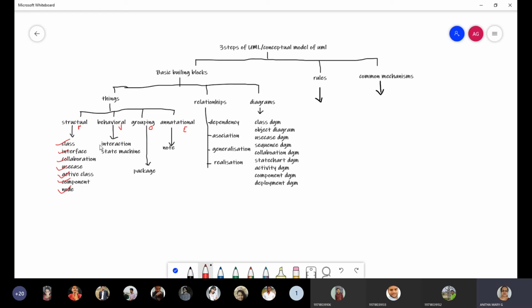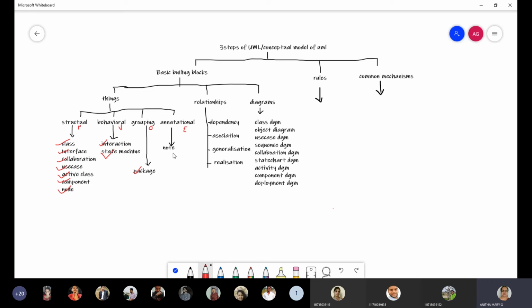Then coming to interactions, how are they given? A solid arrow with a solid pointing head. State machines are a rounded rectangle. The next one is under grouping, which is package. We call it a folder, just a tabbed folder. Now we see folder icons on the desktops, the same symbol as for package.